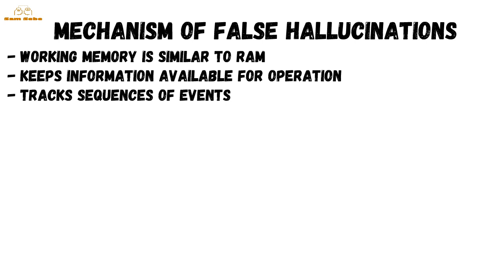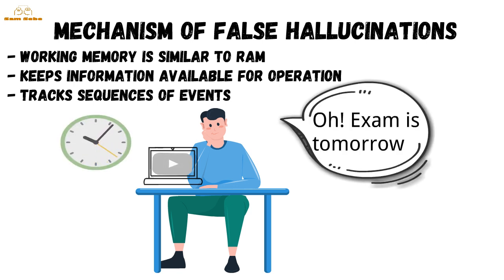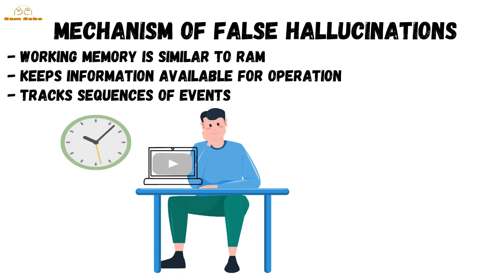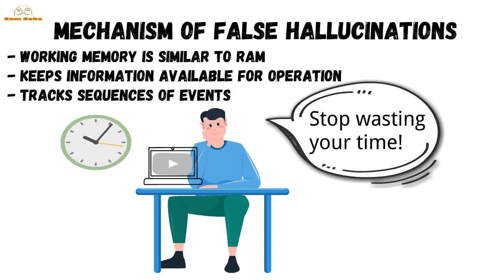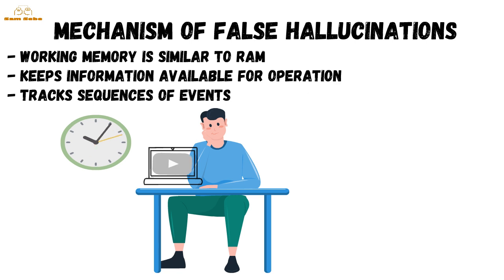And to understand how false hallucinations may appear, imagine that you had been watching YouTube videos for several hours in a row and then suddenly remembered that you have an exam tomorrow. In this situation, you might say to yourself in your head, "Stop wasting your time." We often talk to ourselves like that, which is normal. However, when we talk to ourselves, we know that it is our own self-generated inner voice. But how do we know it?